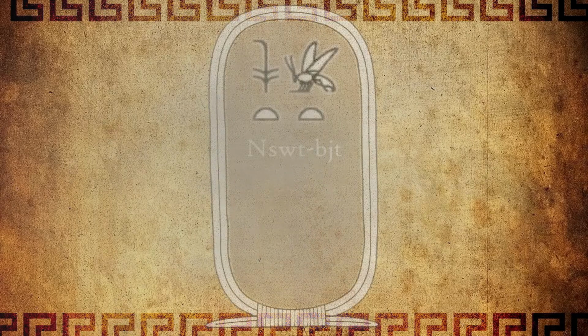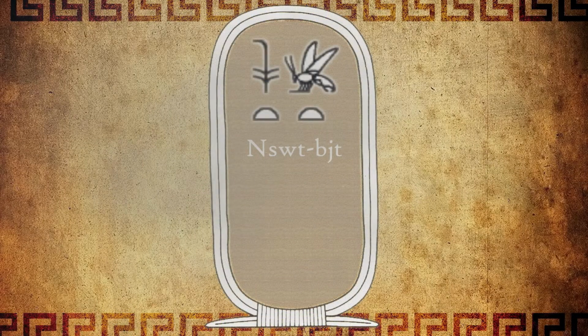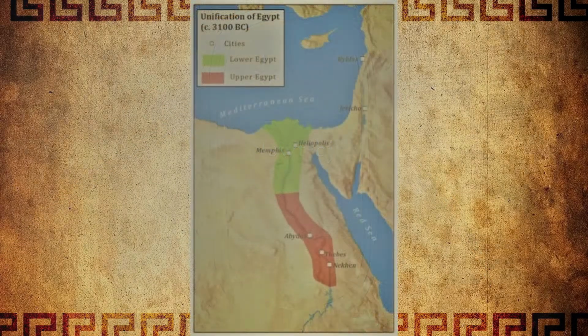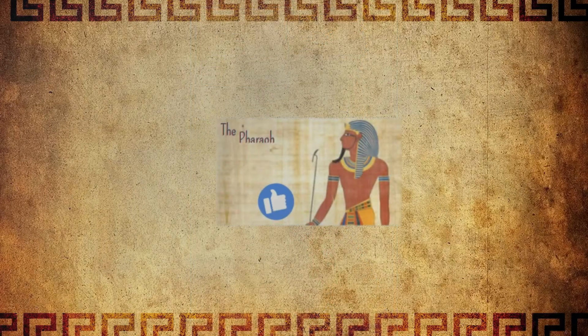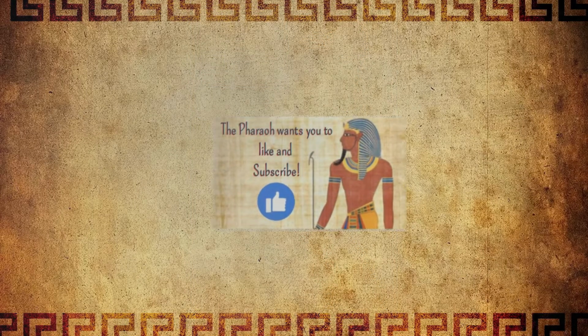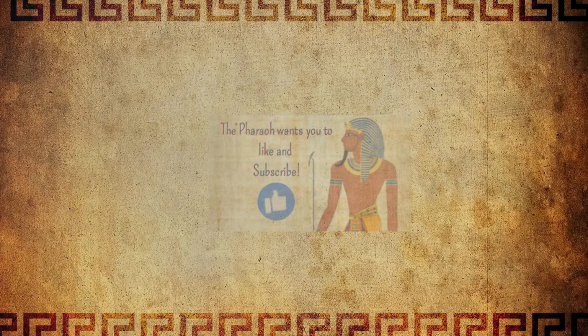The word used by Egyptians to define king was Nizut Biti, which can be translated as the Lord of the Reed and the Bee, symbols of Lower and Upper Egypt. Sometimes the term was abbreviated simply as Nizut.